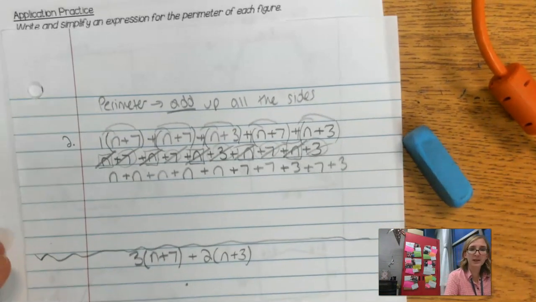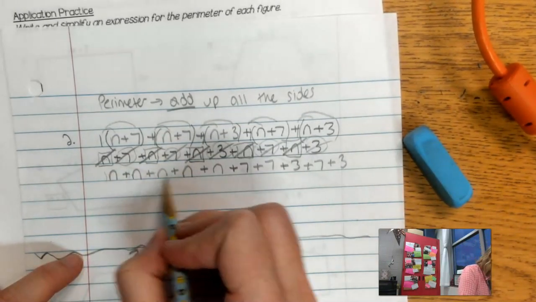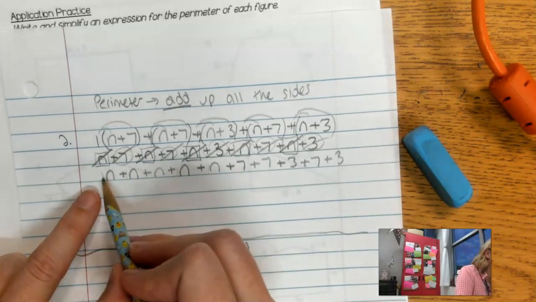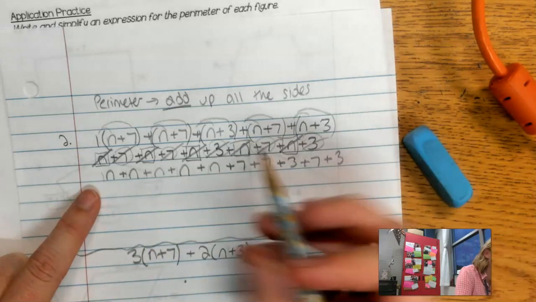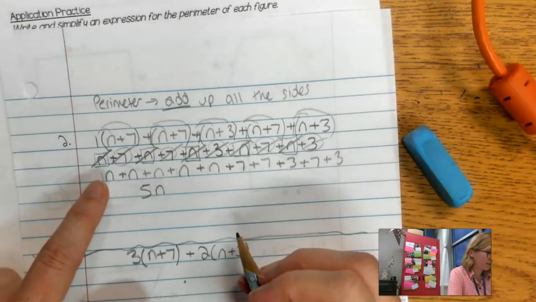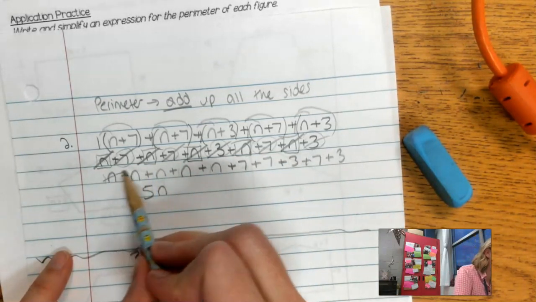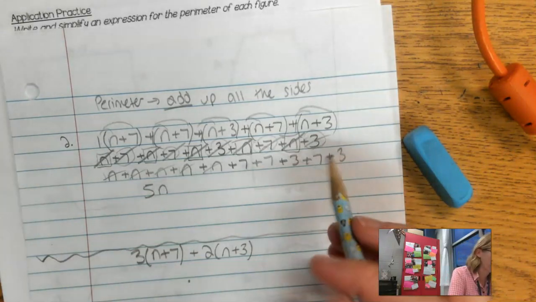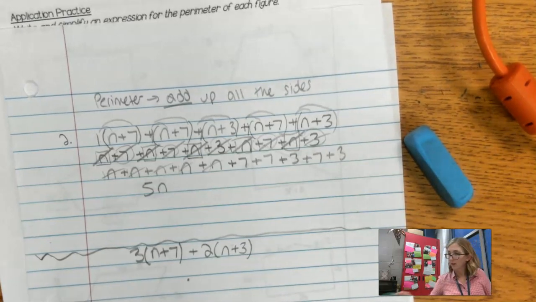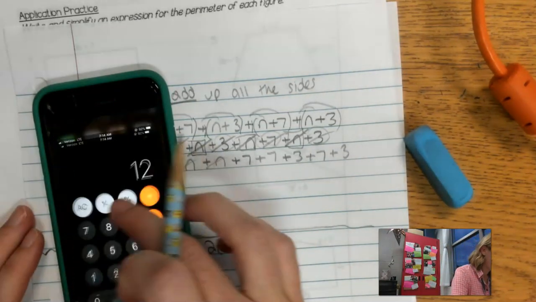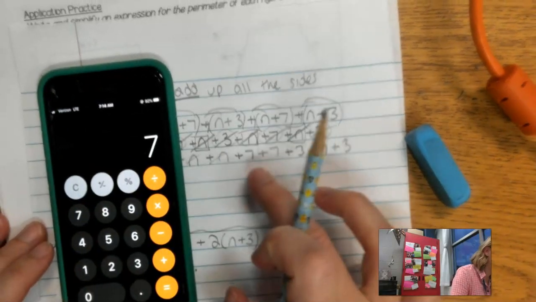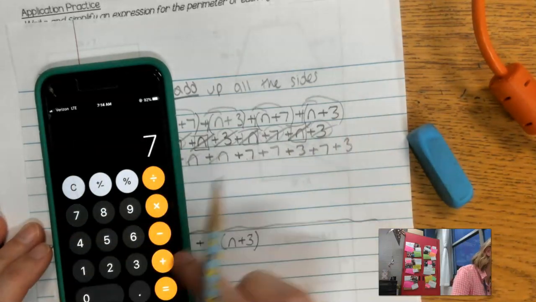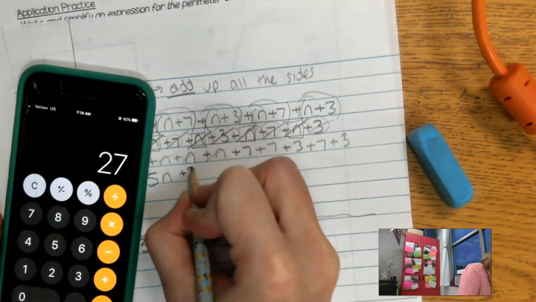All right, now I'm ready to combine them. All I'm doing is adding the coefficients. So remember, when you don't see a coefficient in front of a variable, you know that it's understood to be 1. So 1 plus 1 plus 1 plus 1 plus 1. That's going to give me 5n. There's 5 of these n's altogether. All right, I combined them all, so I crossed them out so I know I don't need to deal with them anymore. Now let's add up the constants. Let me grab my calculator on my phone. All right, 7 plus 7 plus 3 plus 7 plus 3. So it's going to be plus 27.